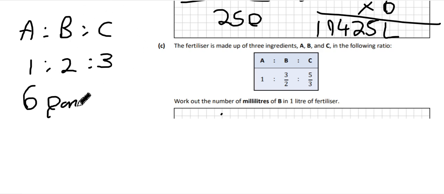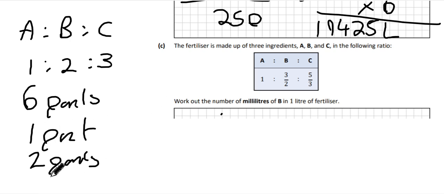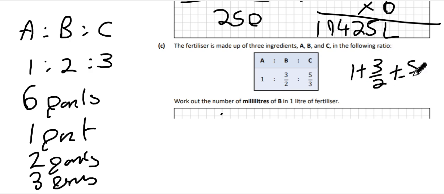6 parts, yeah? And then you have to find out what 1 part is, 2 parts, and 3 parts. Let's do this the exact same way. Why don't we add 1, 3 over 2, and 5 over 3 together? So could somebody do that in the calculator for me? Add them together and find out how many parts in total we have.